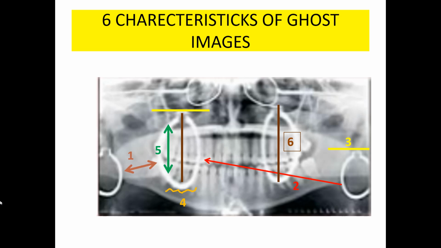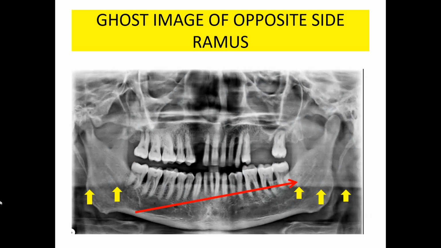Now common examples are spine, earring and necklace, inferior border of the mandible and rami of the mandible. As you can see, the ghost image of the lower border and ramus on one side is seen on the opposite side at a higher level and more blurred. The red arrow shows one side of the lower border casting a ghost image on the opposite side and vice versa, not shown by arrows. The yellow arrows show ghost images of the body and ramus of the contralateral side.